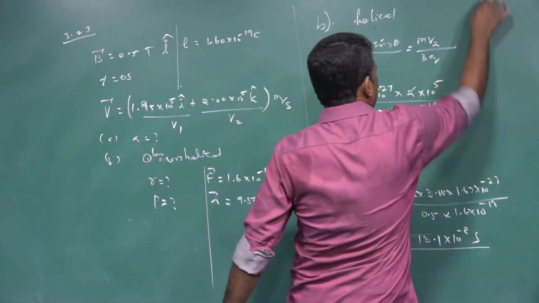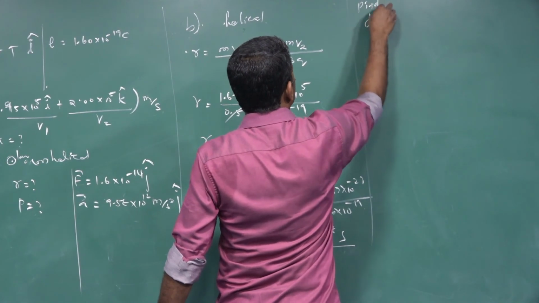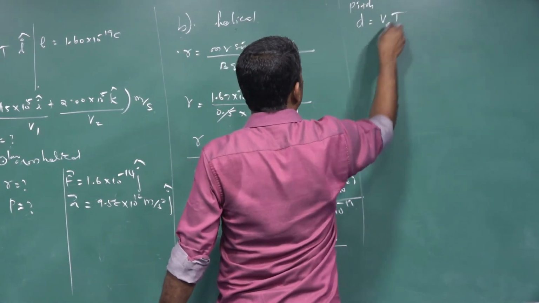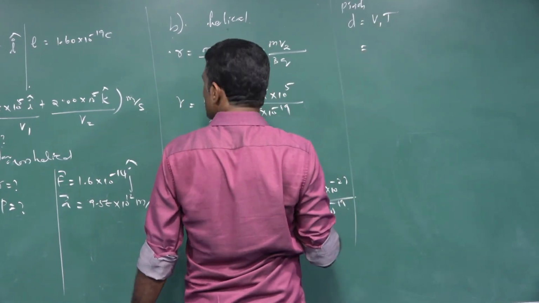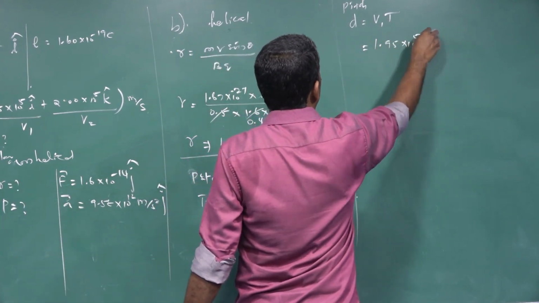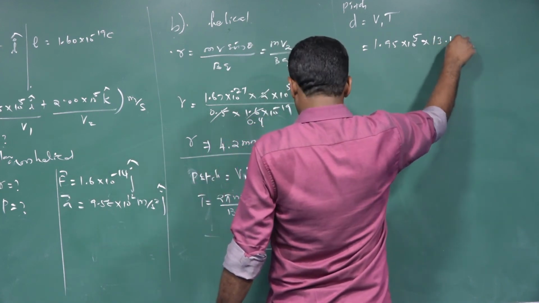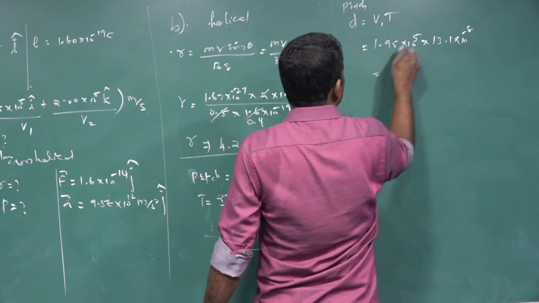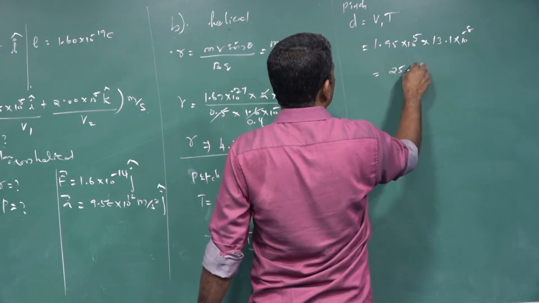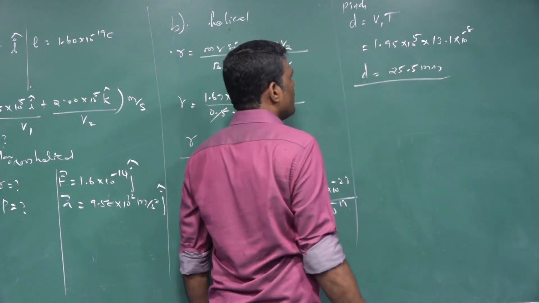Then finally you can calculate the value of pitch. Pitch D equals velocity v1 into time period. v1 is from the expression, 1.95 into 10 power 5, multiplied by time period, 13.1 into 10 power minus 8. This will be around 25.5 millimeter.